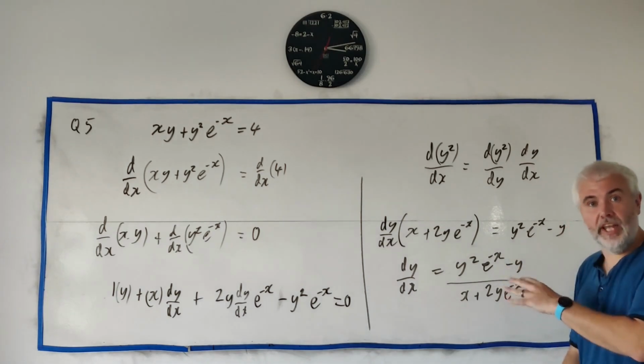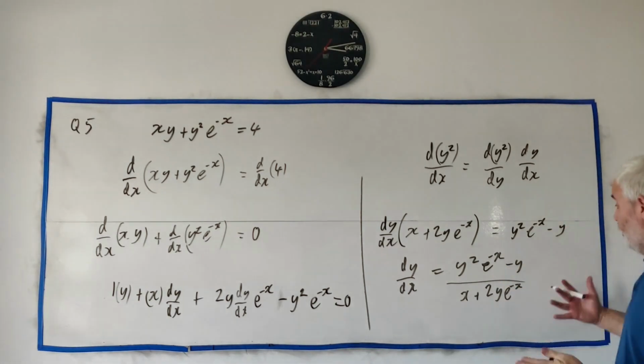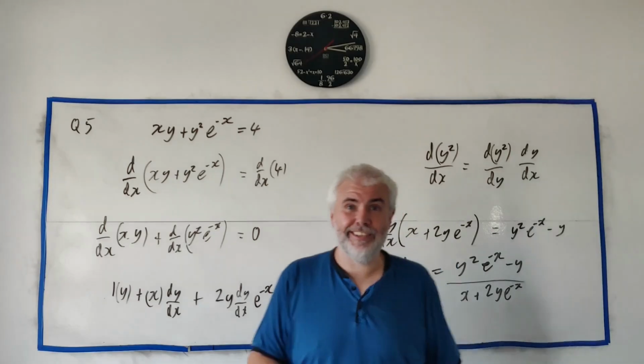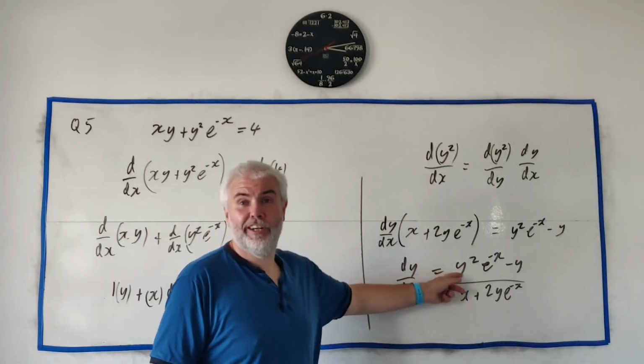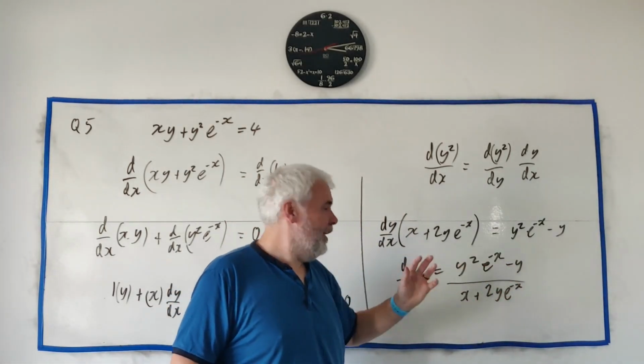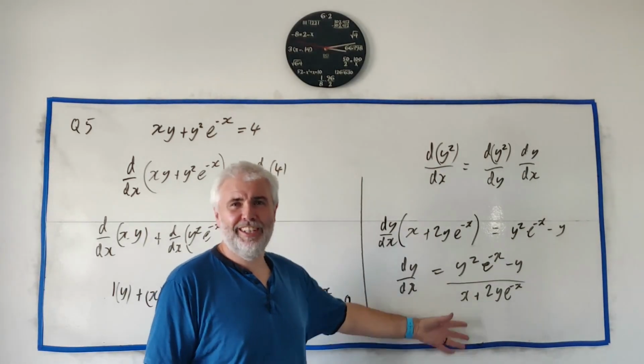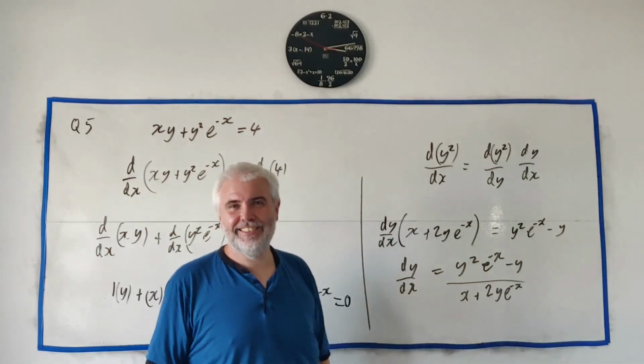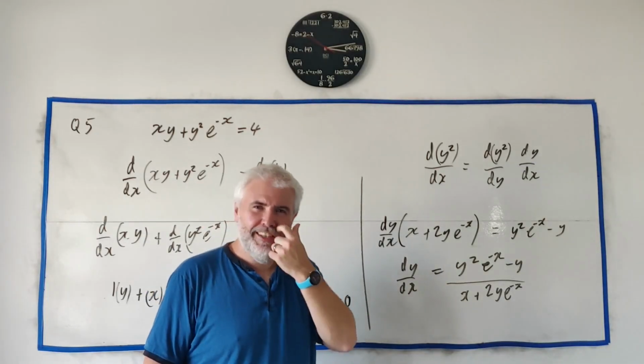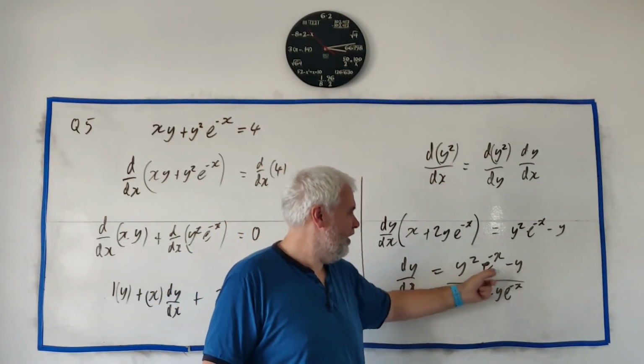We just want to double check that's what they wanted us to find. And unfortunately it's not. It's not quite. It's close. They wanted a y squared minus a y. They wanted an x plus a 2y. So we're very close. It's just all these e to the minus x's. They're not where they should be. They have e to the x here and here, not here and here.